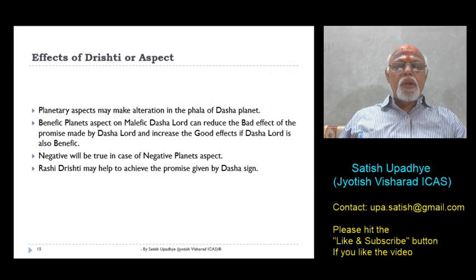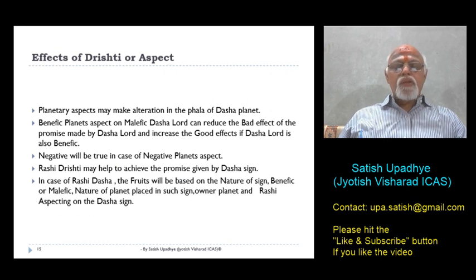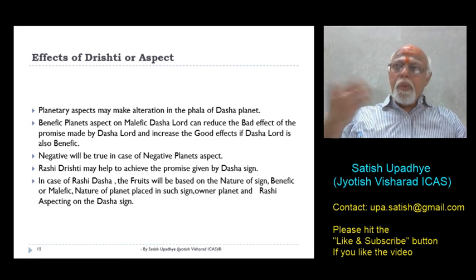Rashi Drishti may help to achieve the promise given by the dasha. In case of Rashi Dasha, the fruits will be based on the nature of the sign, whether it is a benefic sign or a malefic sign, the nature of the planet placed in that sign, whether it is a functional benefic, functional malefic, natural benefic or natural malefic planet, the owner of the Rashi, where it is placed from the dasha sign, and the Rashis aspecting the dasha sign. We have already considered the Rashi dashas. So all other Rashis aspecting such dasha sign will modify and help to achieve the purpose of the dasha sign.